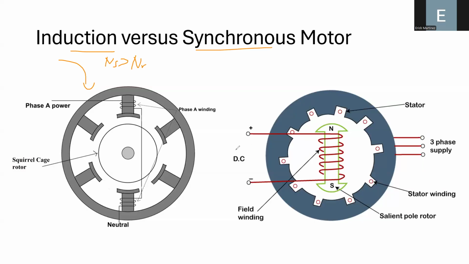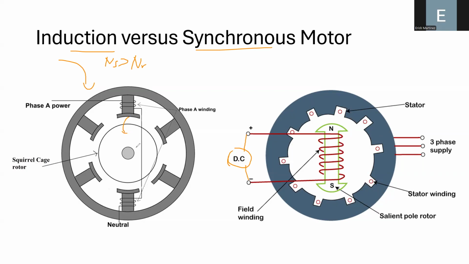Okay, we can use this DC supply. We can connect a battery here, and this battery will power this winding. By doing that, we can produce a current that consequently produces a magnetic field that interacts with the magnetic field in the stator.